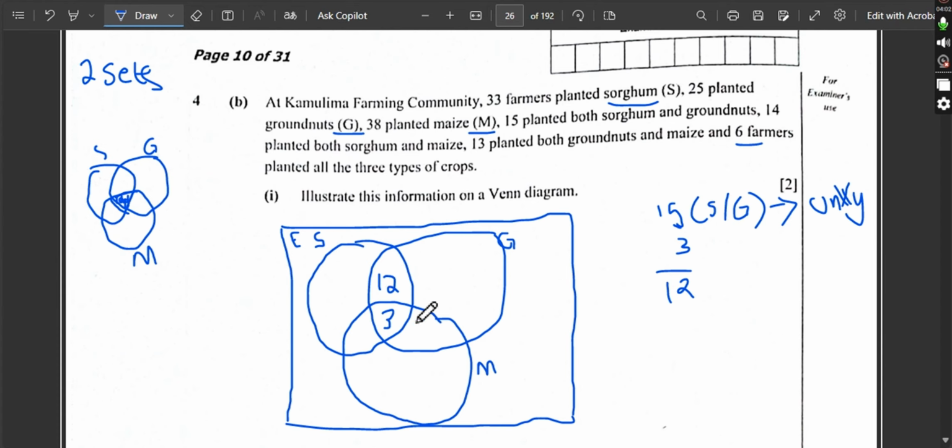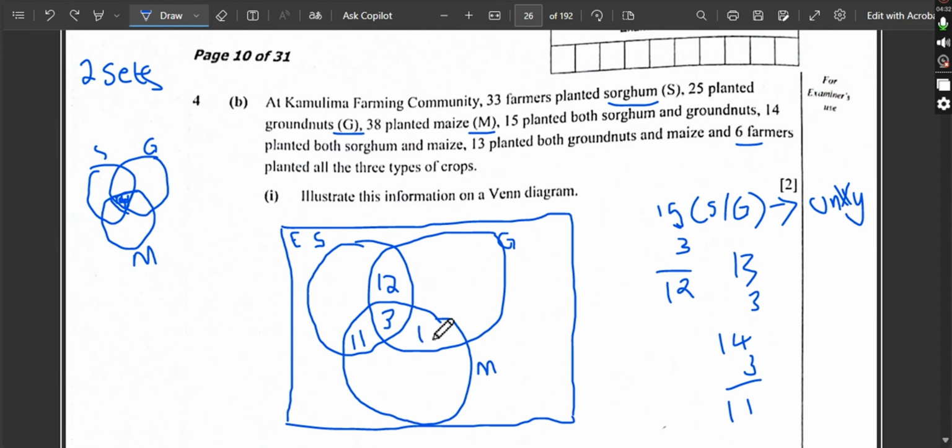Because it's still sorghum and groundnuts. Then you go to 14, planted both sorghum and maize. Again, it doesn't say the word only, so you subtract 3 and you get 11. And 13 planted both groundnuts and maize. Again, 13 minus 3 is going to be 10, which comes here.